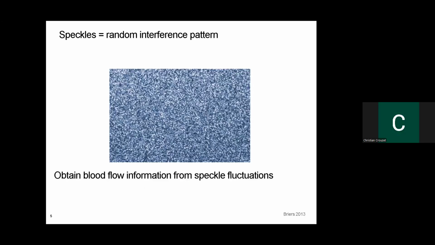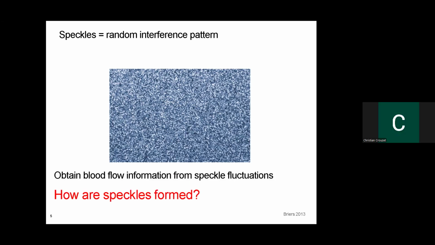When we acquire this backscattered light with the camera, it's effectively a random interference pattern. This is what we call a speckle pattern. There are bright spots and dark spots in this image. If you know what an old TV looks like when it's not working, it kind of looks like this. And we can utilize this information of the speckles to obtain blood flow information.